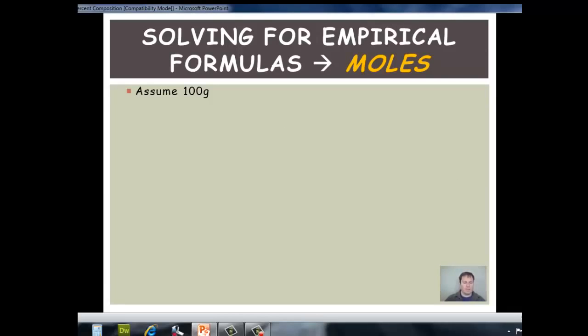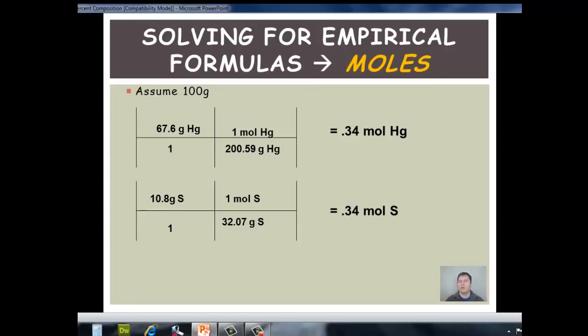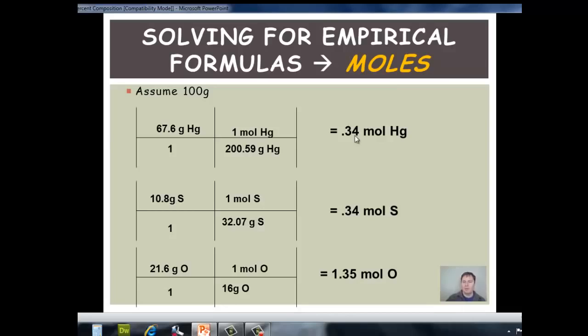Okay, the first step for solving for empirical formulas is to figure out how many moles of each substance do I have to start with. Well, let's assume we have 100 grams. That way we can change our percentage to grams, and we can go from there. We said all we simply do is convert grams to moles. So to do mercury, we do that, end up with 0.34 moles mercury. If we do our next one, sulfur, we have 10.8%, which is 10.8 grams, divided by 32.07 gives us 0.34 moles. And then our final one, we have oxygen, 21.6% is 21.6 grams out of 100 grams divided by 16 gives us 1.35. So these represent the moles.